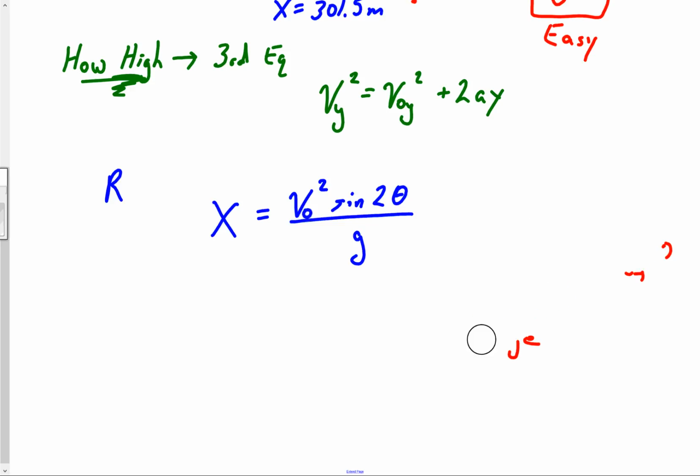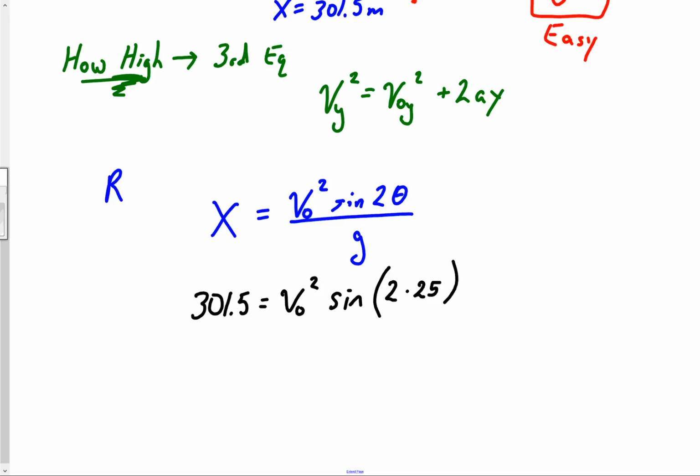Let's go ahead and do something. Look at what you know in this problem. You know that x is 301.5, which equals V0 squared times sine of 2 theta over g. I find a lot of people don't know how to do the 2 theta, but it literally just means 2 times whatever your angle is. So you're going to take the sine of that, over g, which is 9.8.